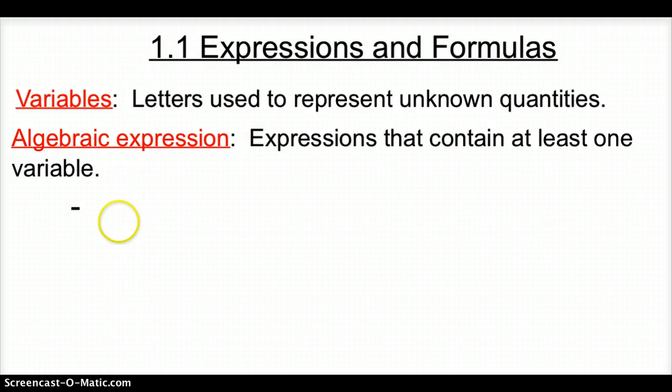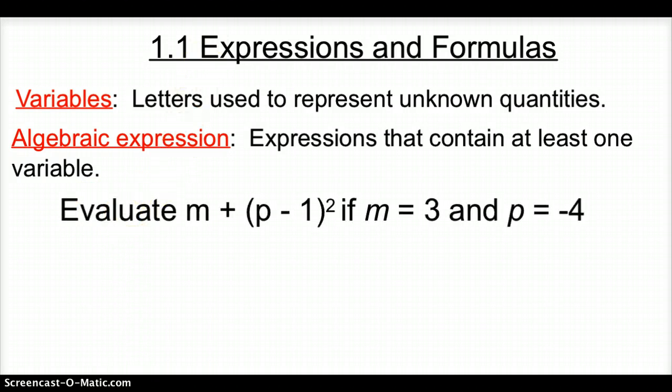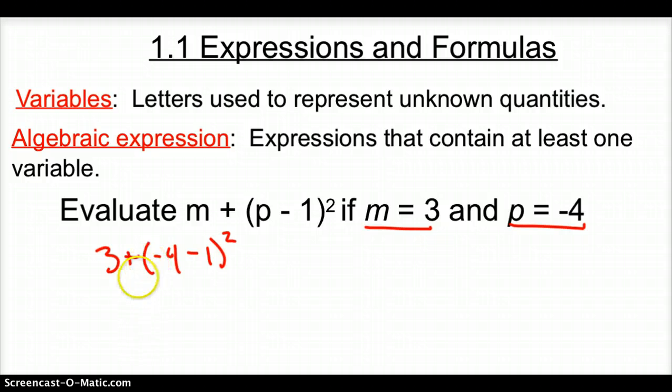So let's see. Here's our first expression: m plus the quantity p minus 1, that quantity squared, where m is 3 and p is negative 4. Let's make sure that we plug in what we do know. So we have 3 plus, a left parenthesis, p is now negative 4 minus 1, that is squared. Now we just keep working order of operations here.